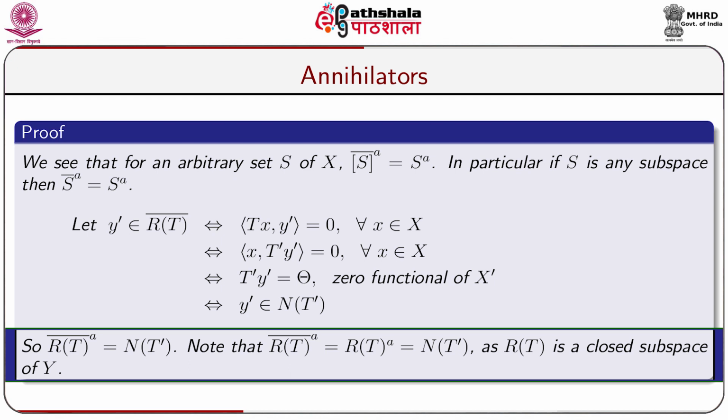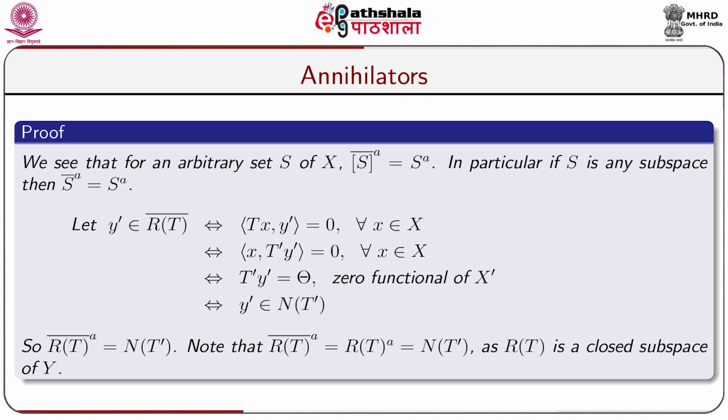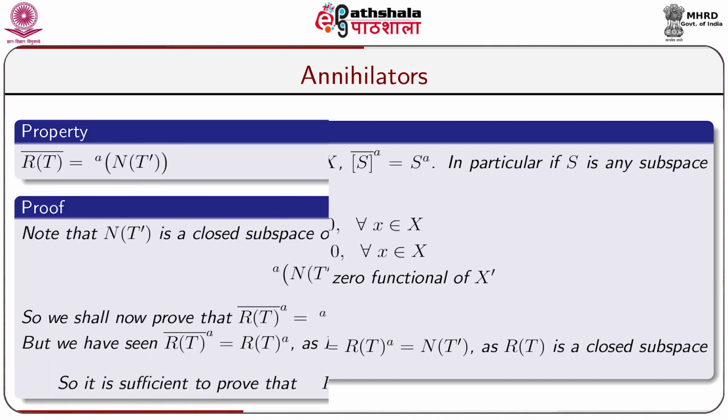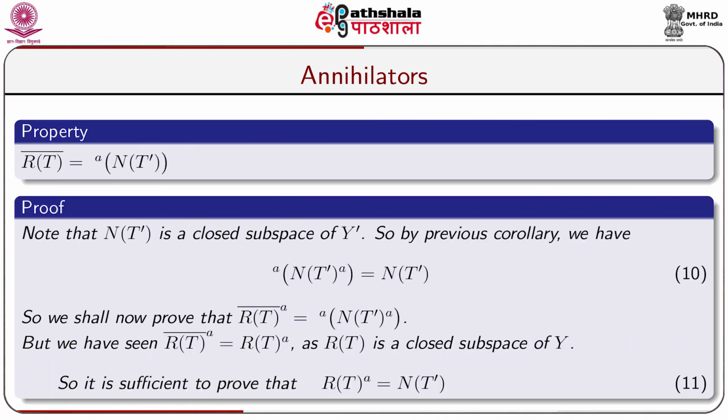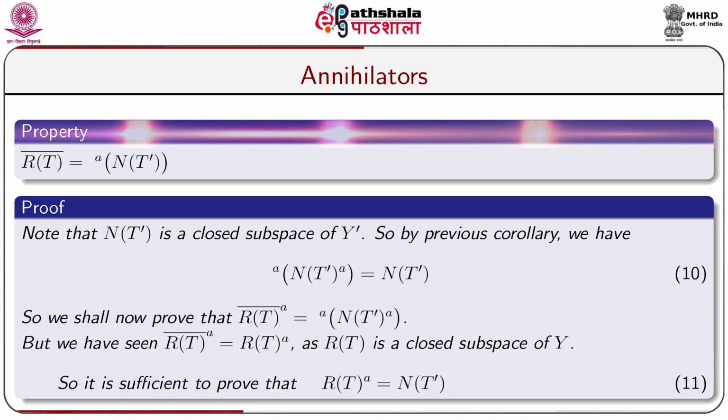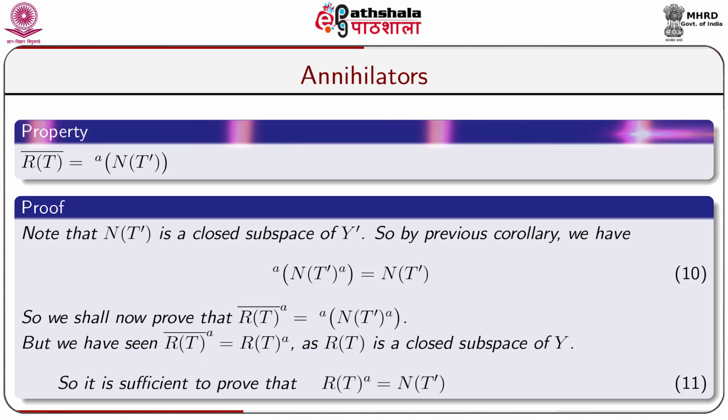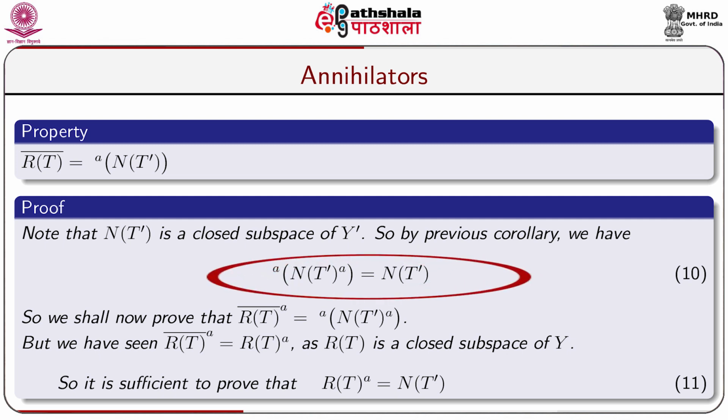Note that the annihilator of R(T) bar equals R(T)^A, which is equal to N(T dash), as R(T) is a closed subspace of Y. Let us take another property: the closure of R(T) equals the annihilator of N(T dash). The proof goes below. Note that N(T dash) is a closed subspace of Y dash. So, by the previous corollary we have the annihilator of the annihilator of N(T dash) equal to N(T dash).